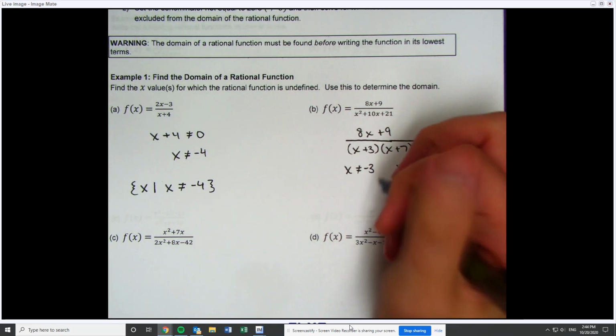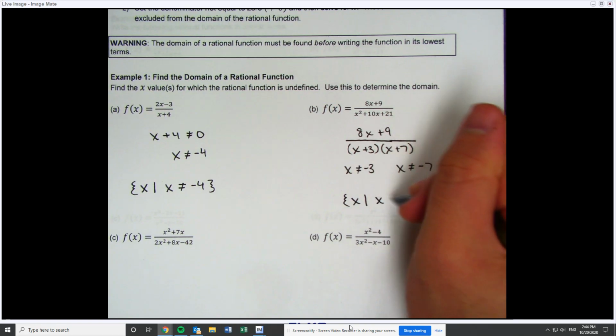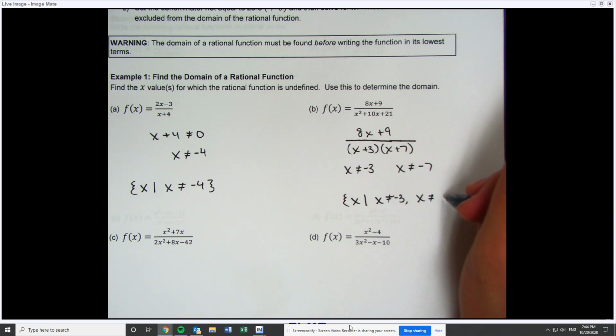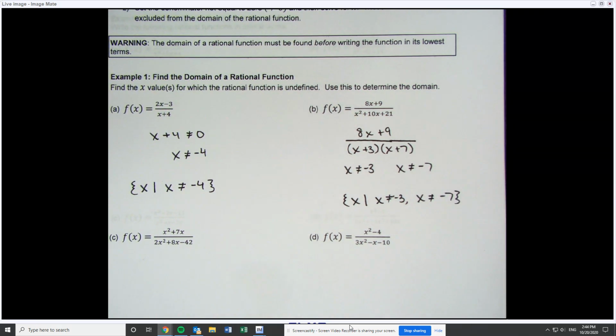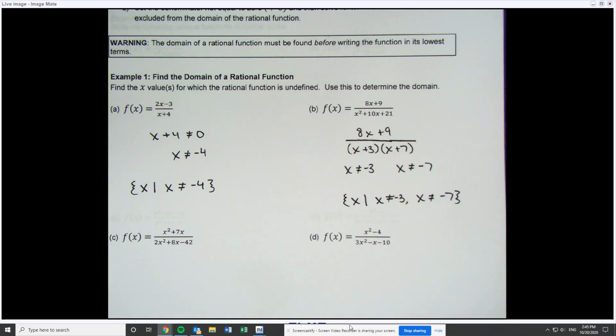So to write this up in proper notation, I say the set of x's such that x does not equal -3, comma, x does not equal -7. That's it. That's all you've got to do. All right. Now for the next one.